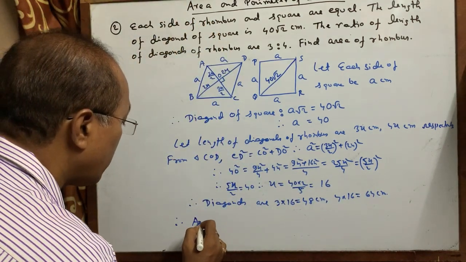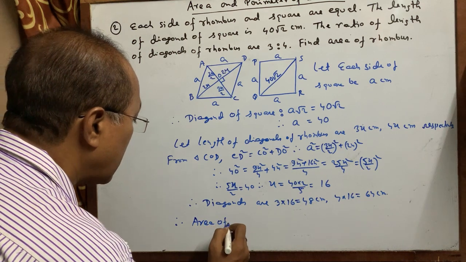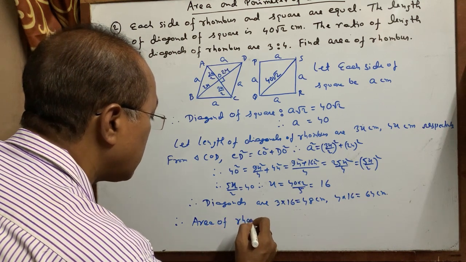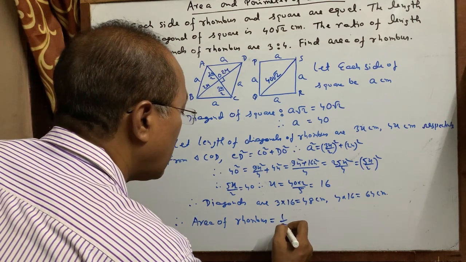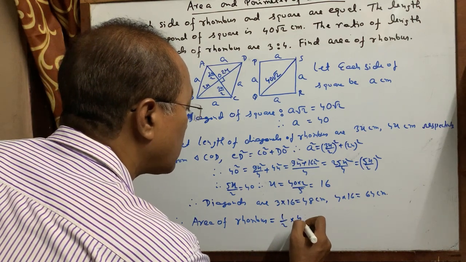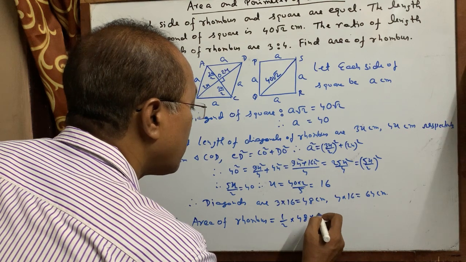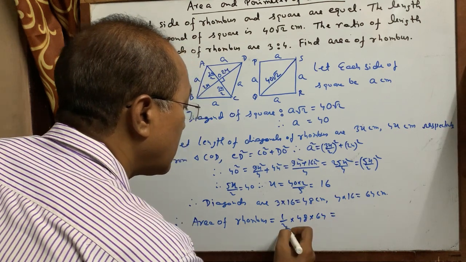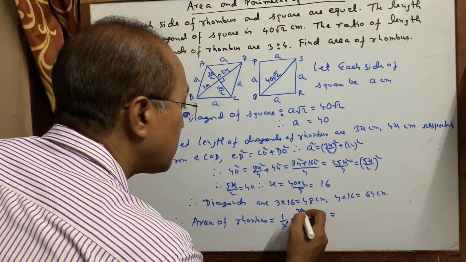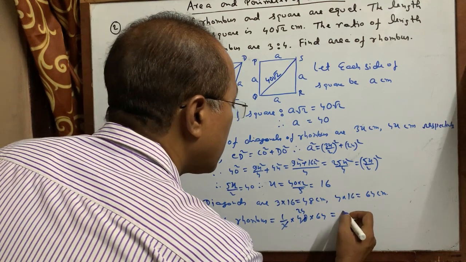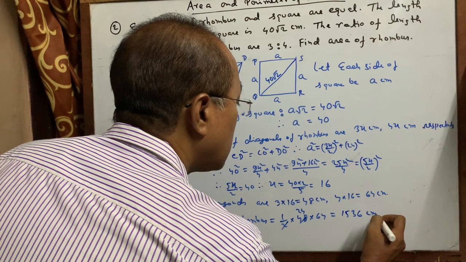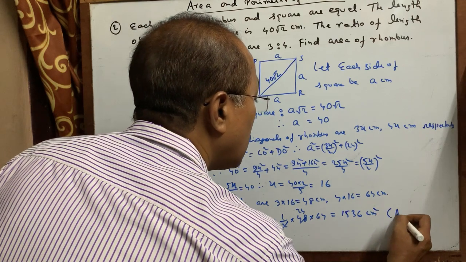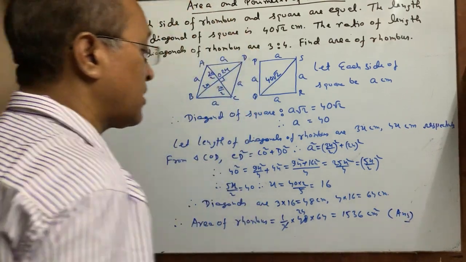Therefore, area of rhombus is equal to half into product of two diagonals. It becomes 1536 square centimeter, and this will be our answer.